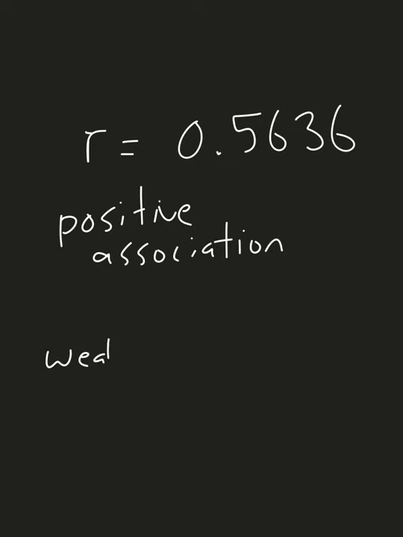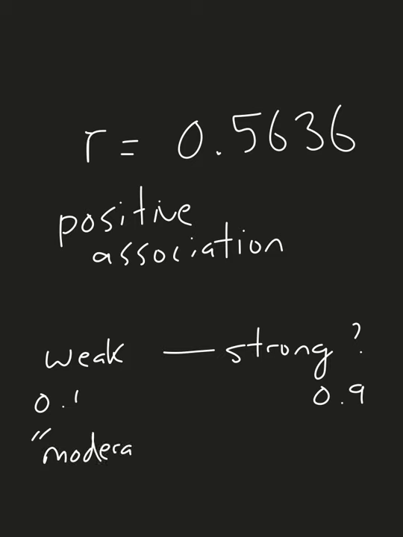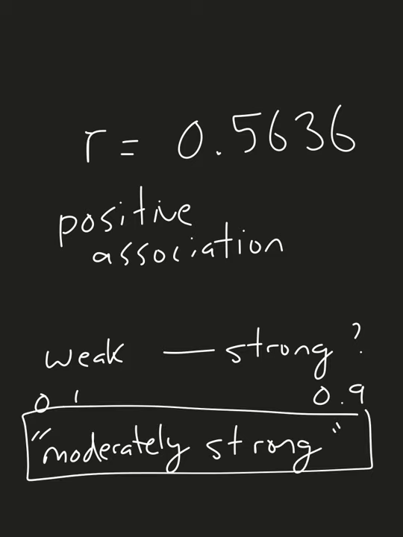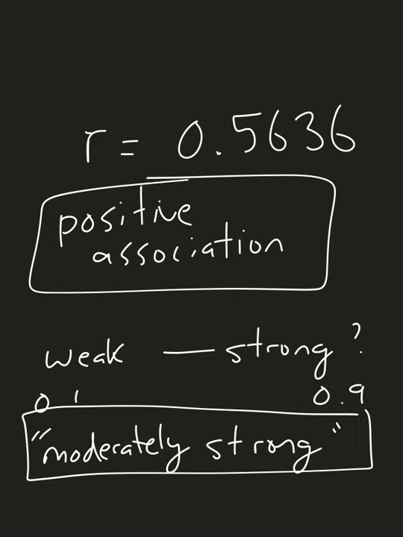Now, we also want to assess the strength of the association. So the strength is something that you determine on a scale of weak to strong, where a strong association is something that's close to 0.9, whereas a weak association is something that's close to 0.1, and then everything else in the middle is kind of up to your own interpretation. So I would say that an R value of 0.5636, it's kind of like right in the middle. So I would say that we have a moderately strong association. You could also say it's just moderate. It's really up to you. And it's a positive association because R is positive.